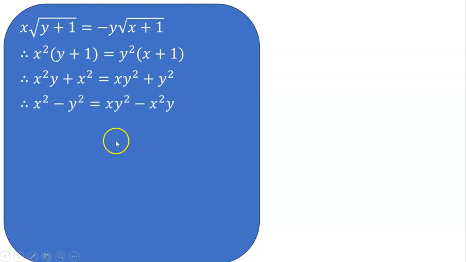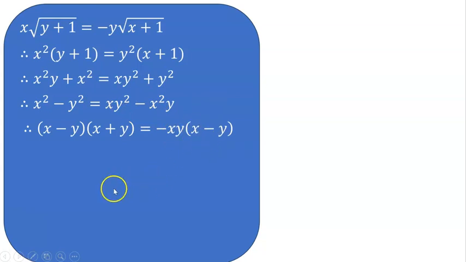Okay, now x square minus y square is equal to xy square minus x square y. Now split up this a square minus b square. Similarly here x minus y in the first bracket, in the second bracket x plus y. From these two terms on the right, take minus xy as common. Then in bracket you will get here x minus y. From both sides, x minus y will get cancelled, and hence you will get x plus y is equal to minus xy, where x is not equal to y.